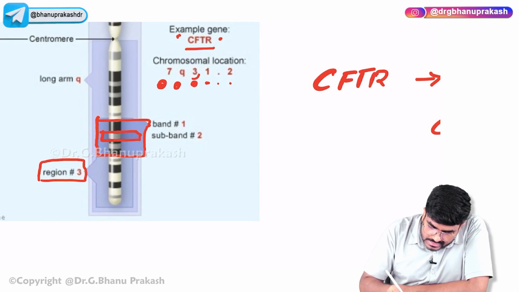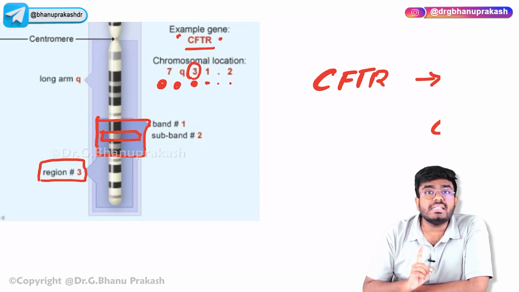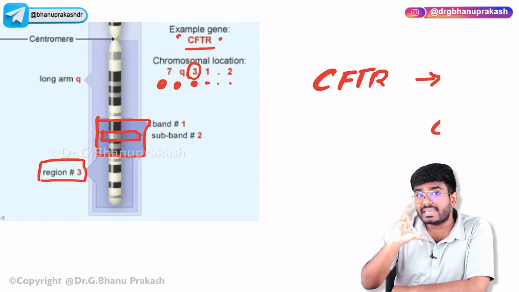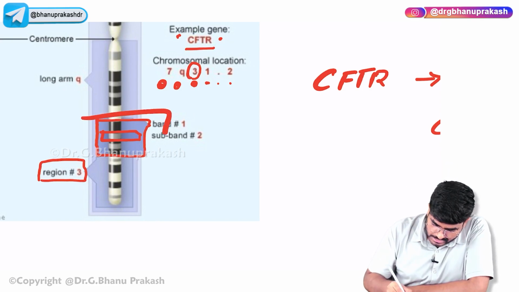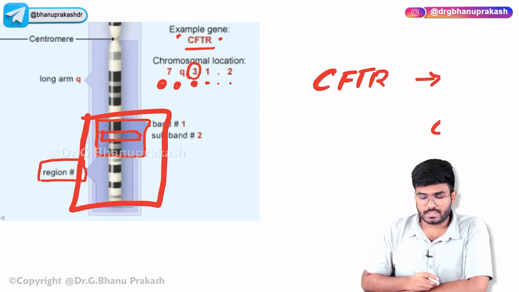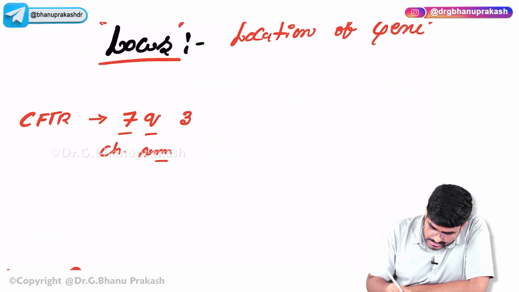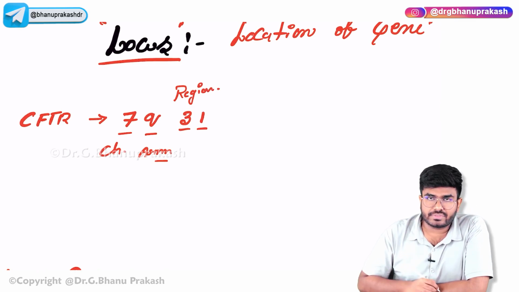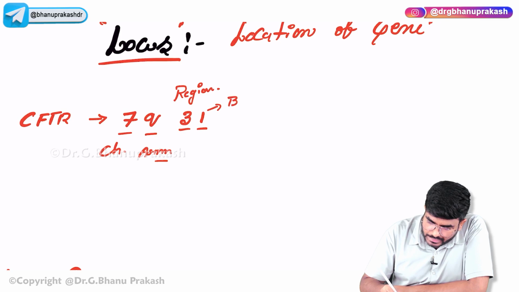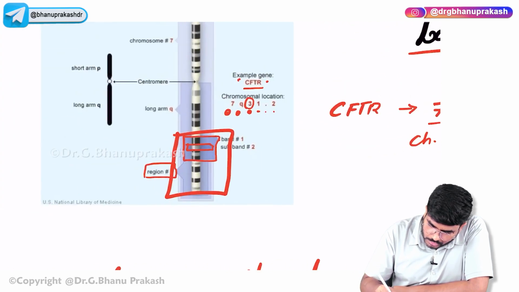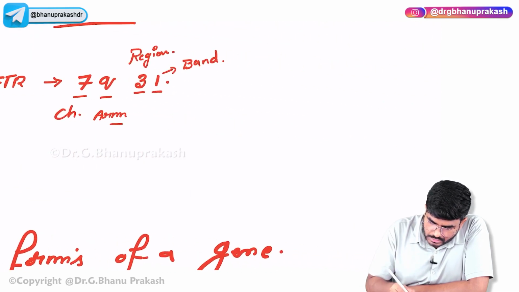Here, what is this 3 standing for? The 3 stands for the region. Let me write here, 3 stands for region. 31, what does the 1 stand for? 1 stands for band. And in 31.2, what does this 2 stand for? 2 stands for subband.